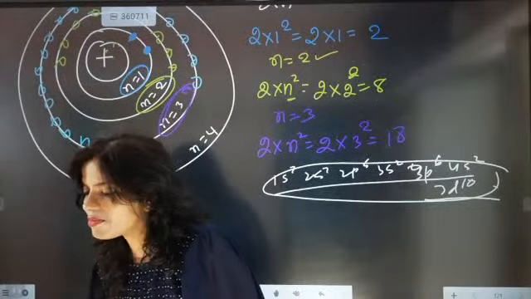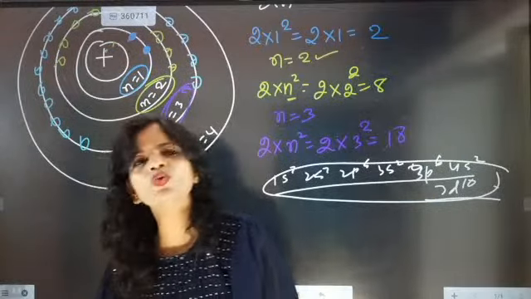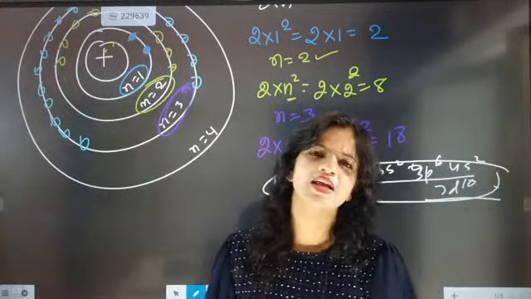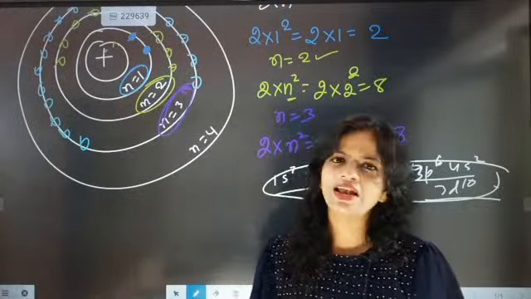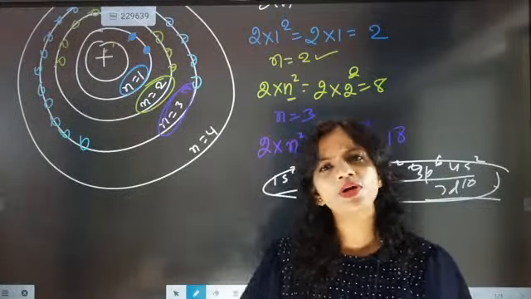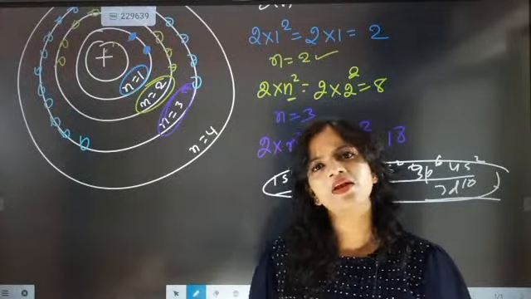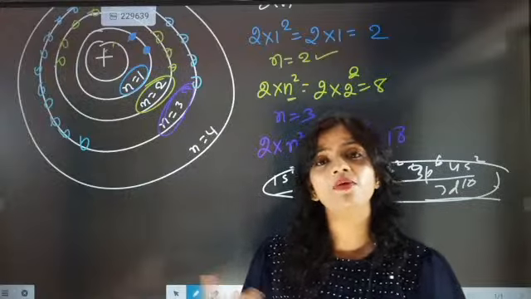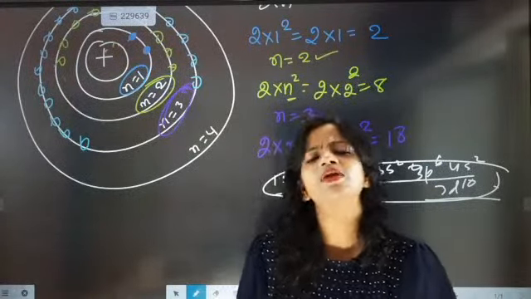Keshav, read my statement. Ma'am, why is it not 2, 8, 10? How will it be 2, 8, 10, Keshav? You tell me. n is the number of the orbit. So when n is 1, it becomes 2 into 1 square. The rule itself is 2n square, and n is the number of the orbit. Since n is the number of the orbit, it cannot be like that.